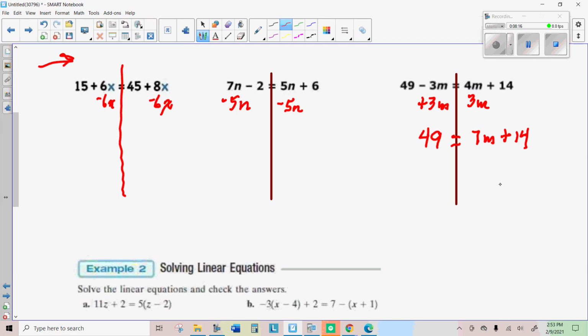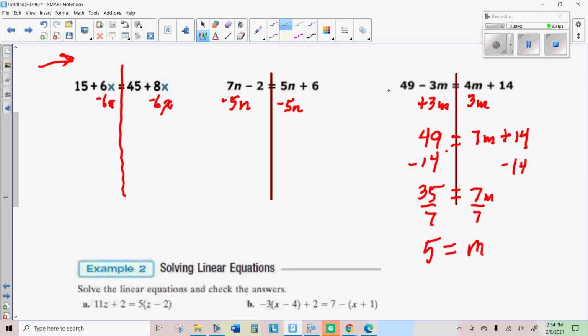At this point, I don't have any problem with you backtracking, because it would be a little quicker than showing all this work. But if you like showing the work like this, I'm going to take away the 14. That's going to give me 35 on that side, 7m on this side. Remember, our goal is to get m by itself. We're going to divide by 7, and we find out that m is equal to 5.